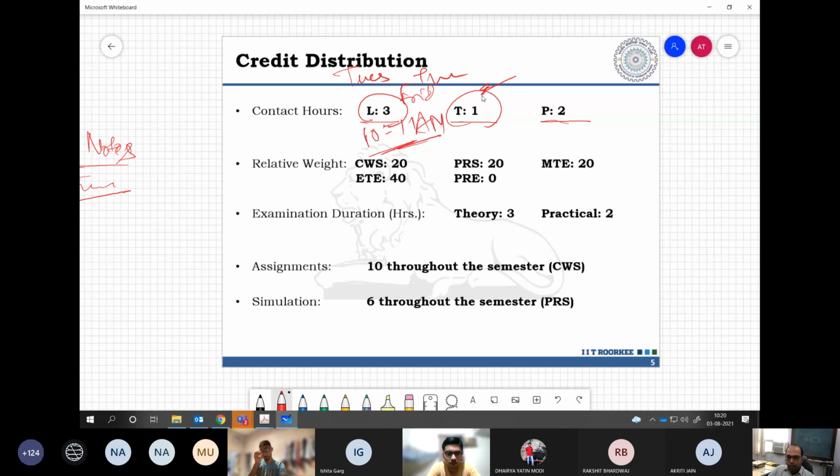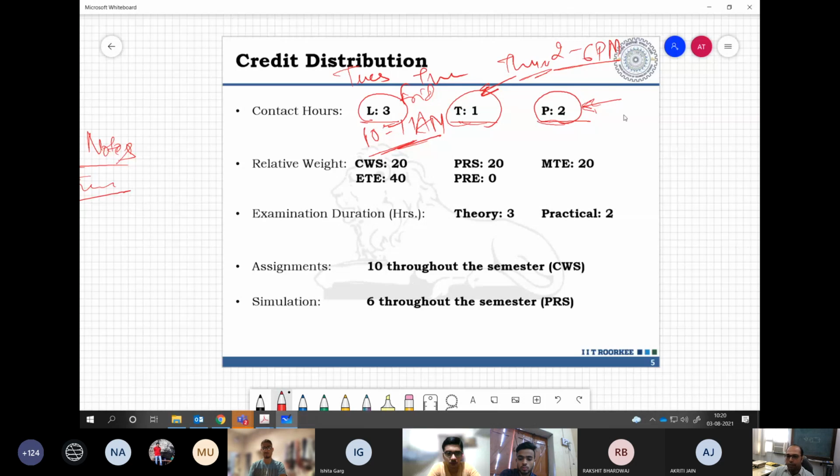There is one tutorial, 1 hour for all the batches. This is planned on Thursday between 2 to 6 p.m., and you already have the schedule which batch will attend when. Then we have 2 hours for the practical.